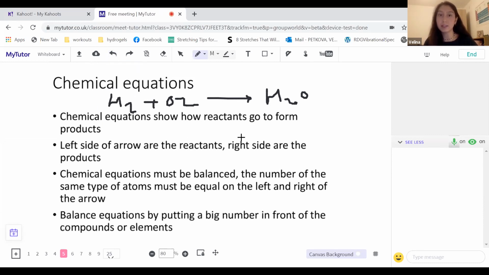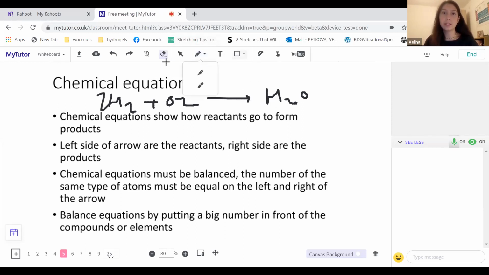So therefore, we're going to have to balance this. Although we've got 2 hydrogens on the left and the right, we also have 2 oxygens on the left, however, just 1 on the right. So we're going to have to make the right 2 oxygens, which puts 4 hydrogens, and so therefore we need to make 4 hydrogens on the left. We balance equations always by putting a big number in front of the compound or the elements.